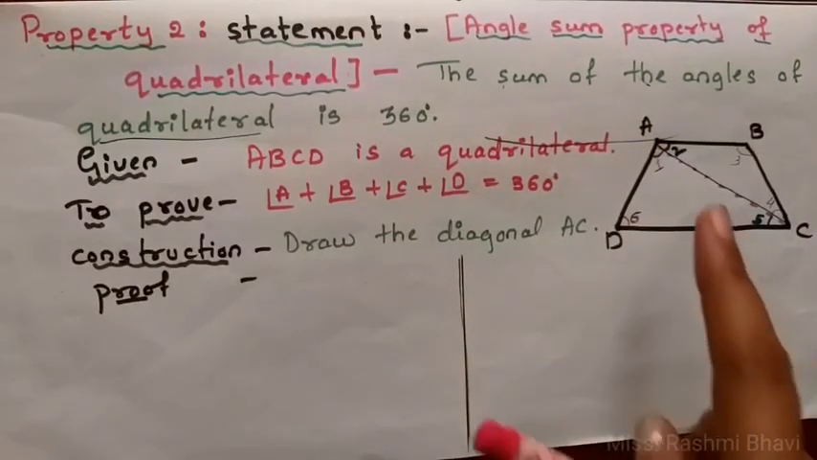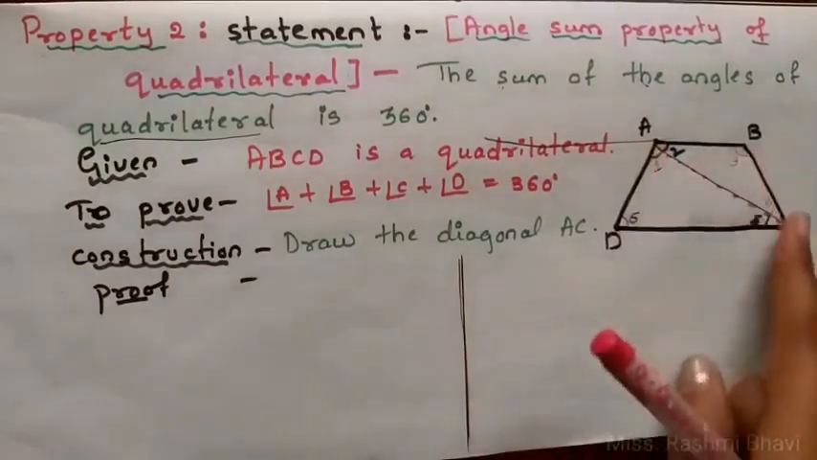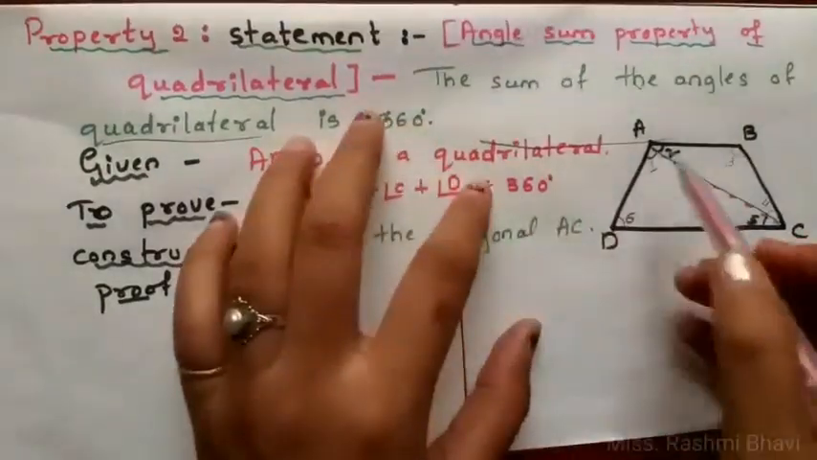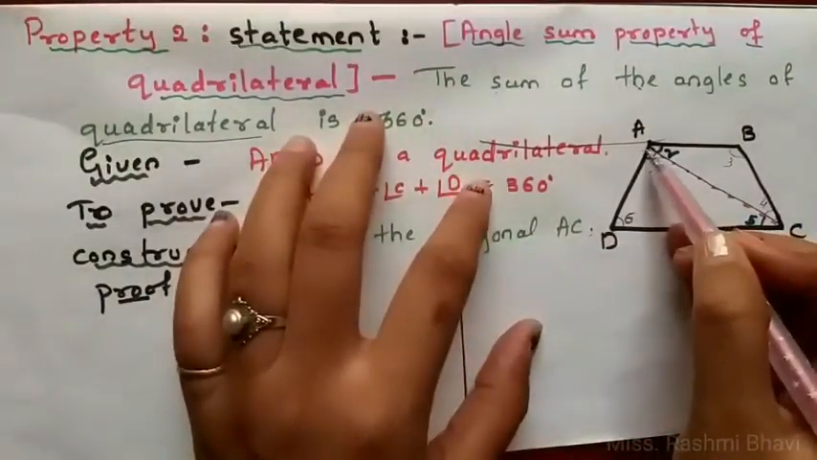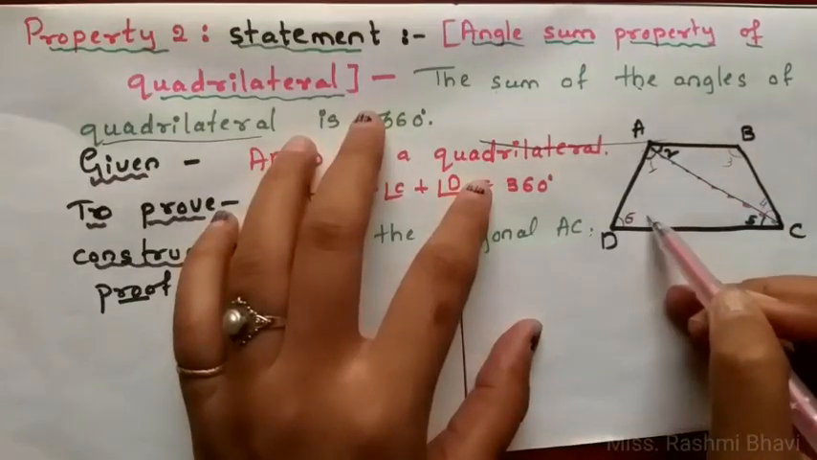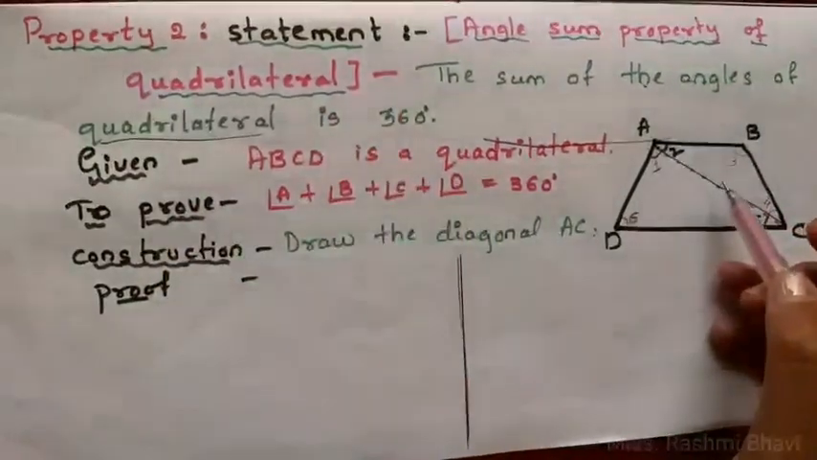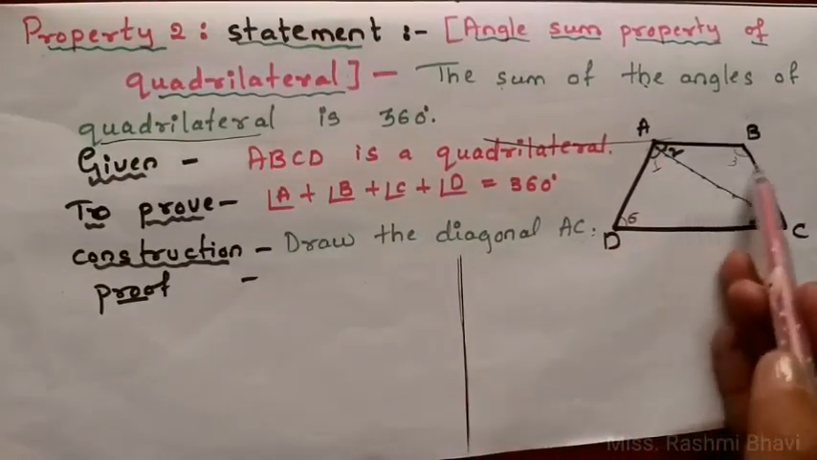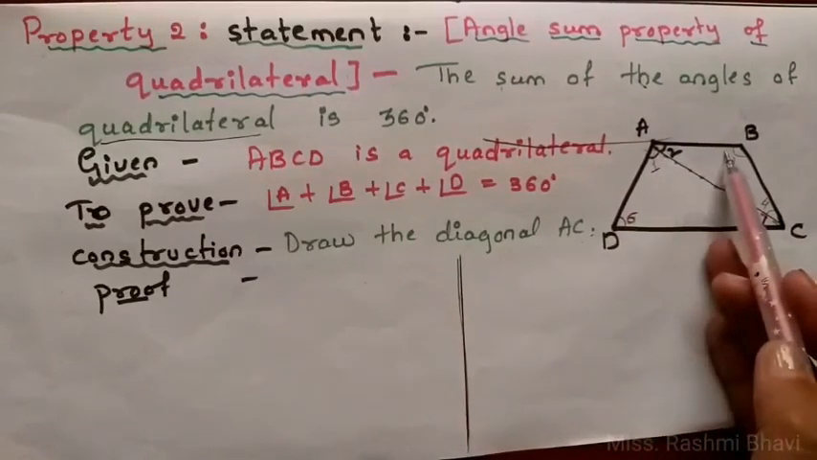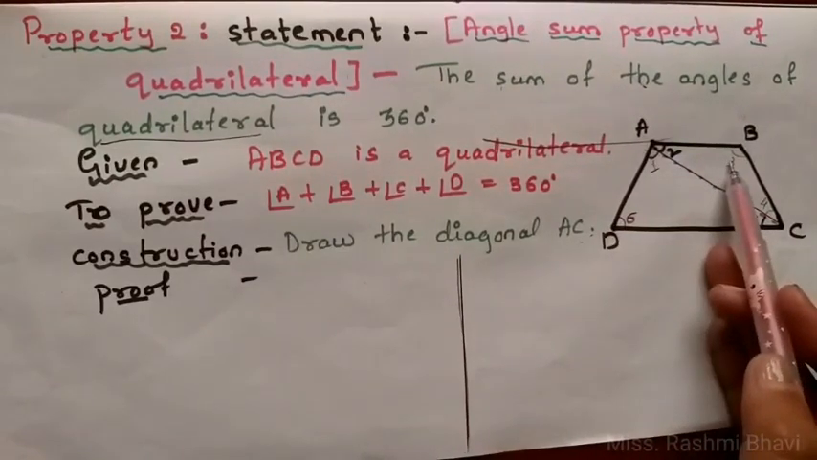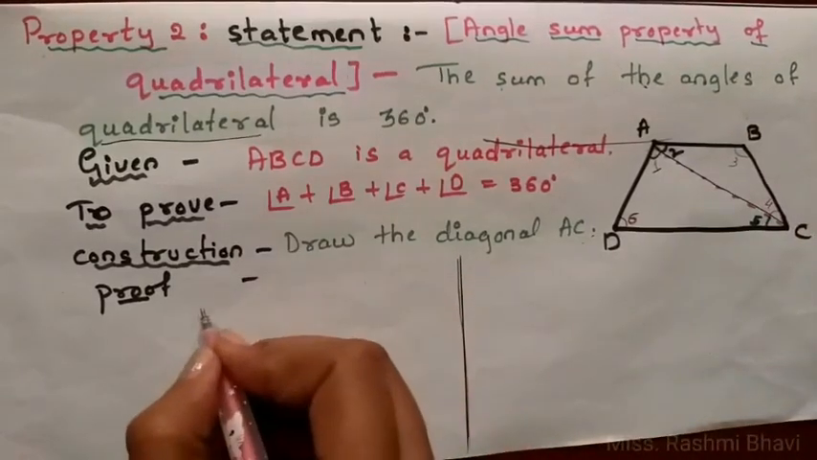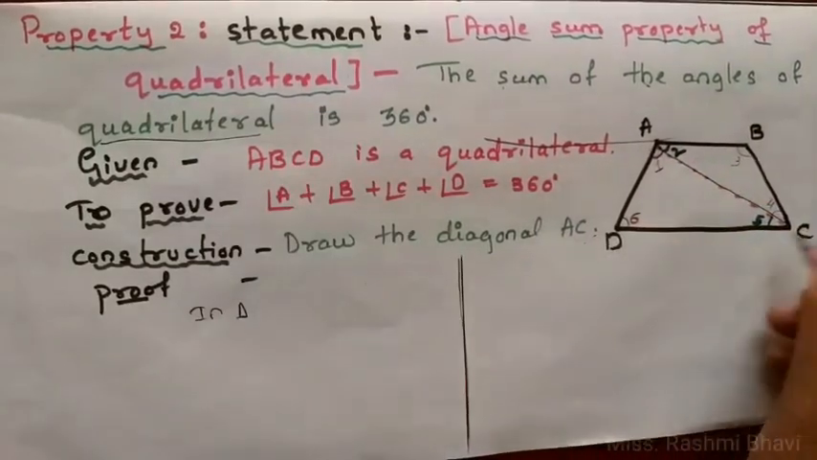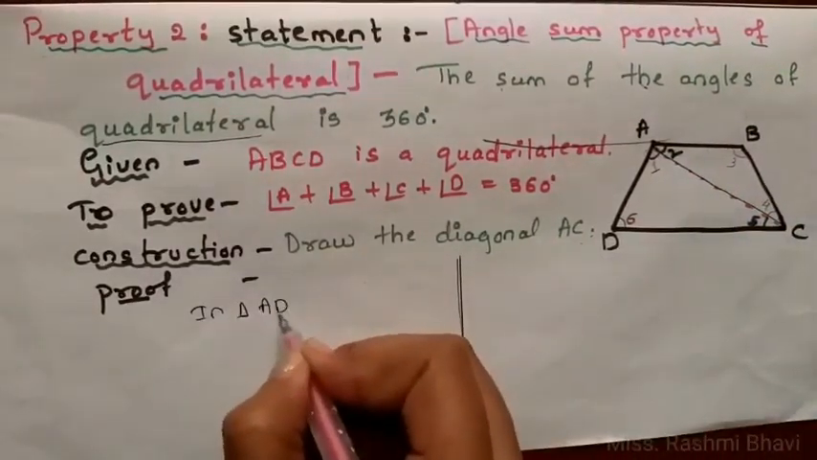When we draw the diagonal, this quadrilateral is divided into two triangles. Just check here: triangle ADC and one more triangle ABC. ABC and ADC are the two triangles. When we draw the diagonal AC, the quadrilateral is divided into two triangles. This is triangle 1, this is triangle 2. First, I will write the first triangle, which is triangle ADC.